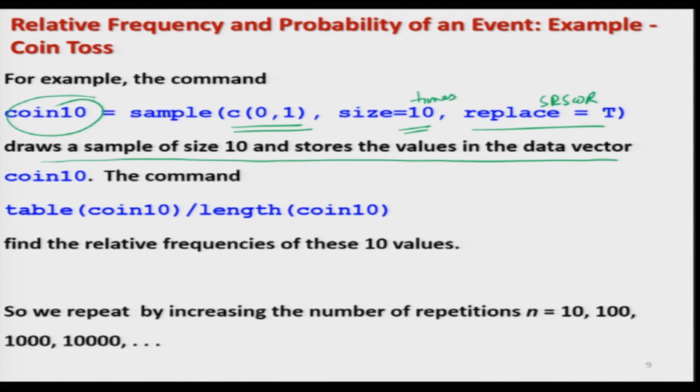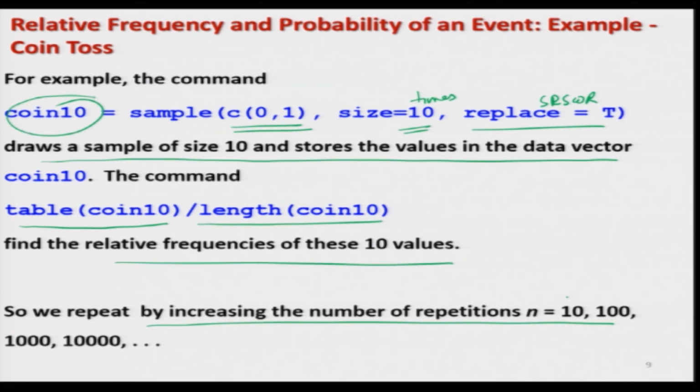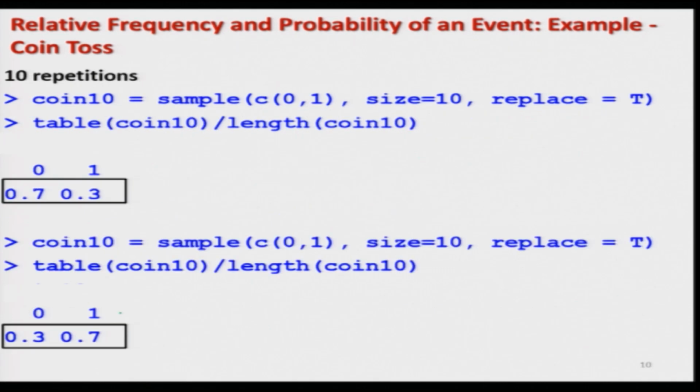And if you opt for another approach, you can always find the relative frequency of this outcome. That can be obtained by the command table of the variable divided by the length of the variable. My variable here is coin10. So, this will give us the relative frequencies of these 10 values which we are observing. This way you can opt for either approach to find the arithmetic mean or the relative frequency. So, we repeat this experiment, say 10 times, then 100 times, 1000 times, 10,000 times and so on, and we see the outcome.